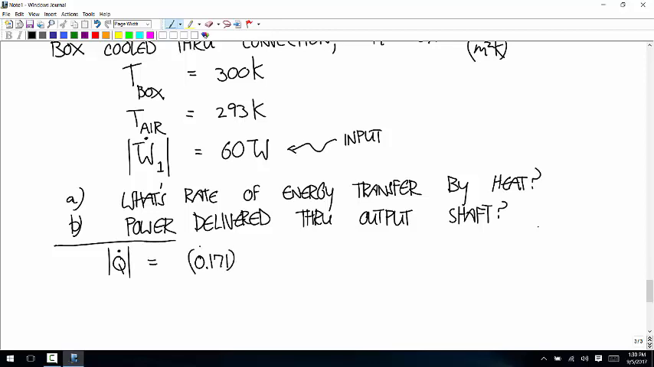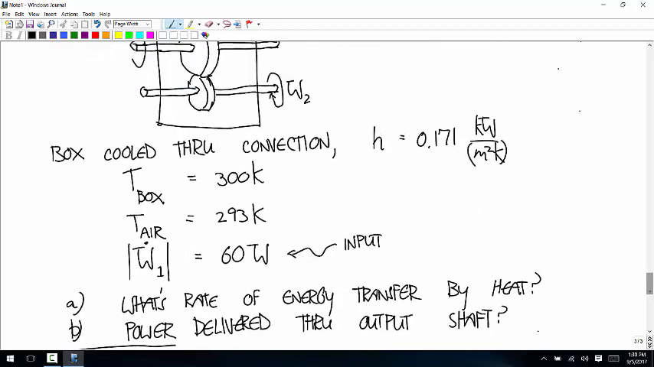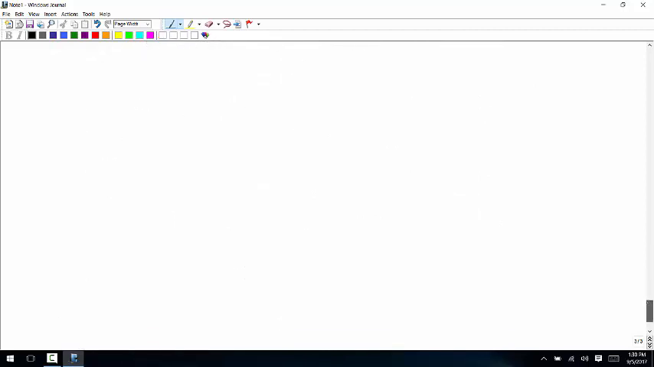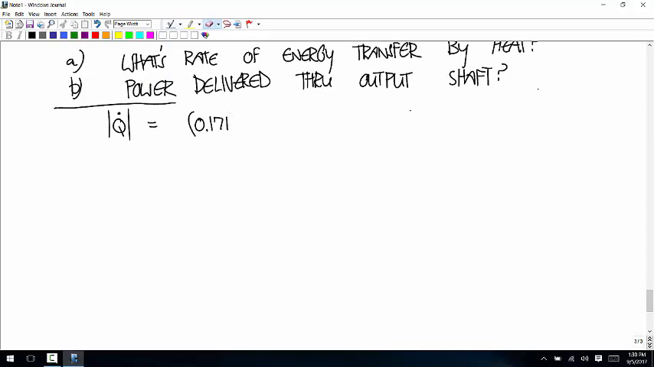And we have some stuff in kilowatts, so we have to be a little careful with that. Oh yeah, this one's in kilowatts. So that's 0.171 times 10 to the third. And then that's multiplied, I'm just putting everything in SI units, by 1 meter squared. And then that's multiplied by the temperature of the box minus the temperature of the air. So that's 300 minus 293.